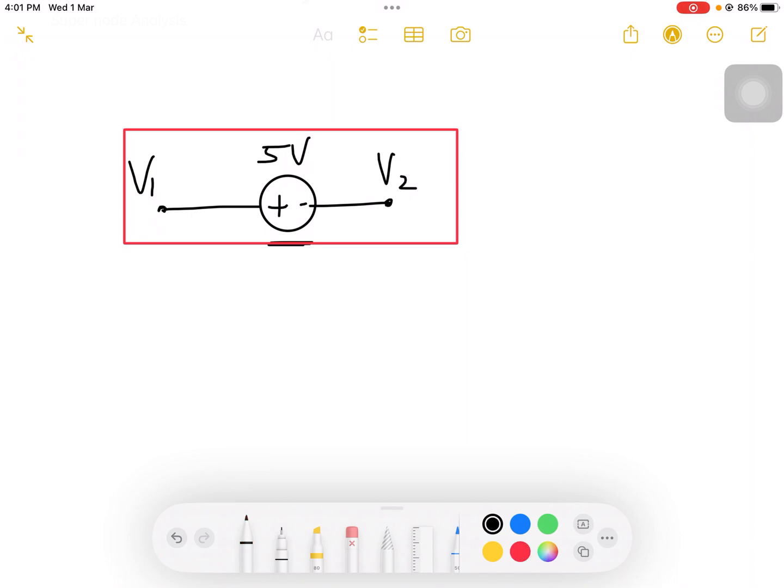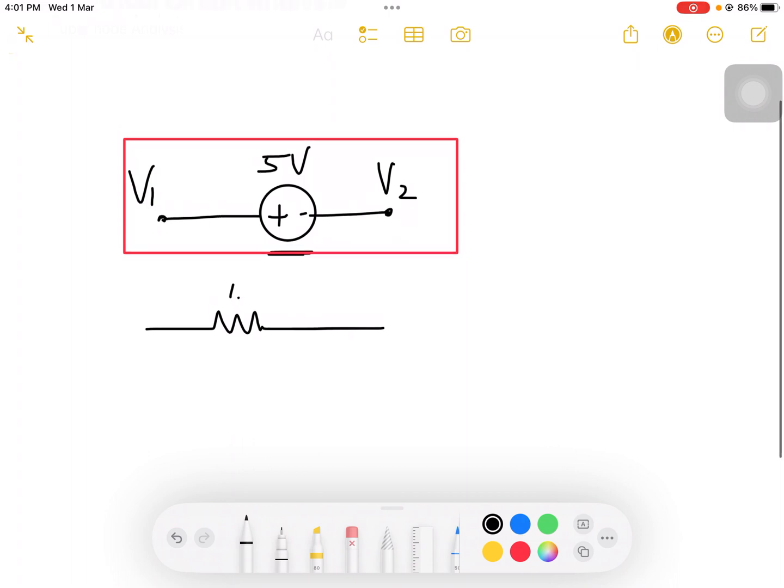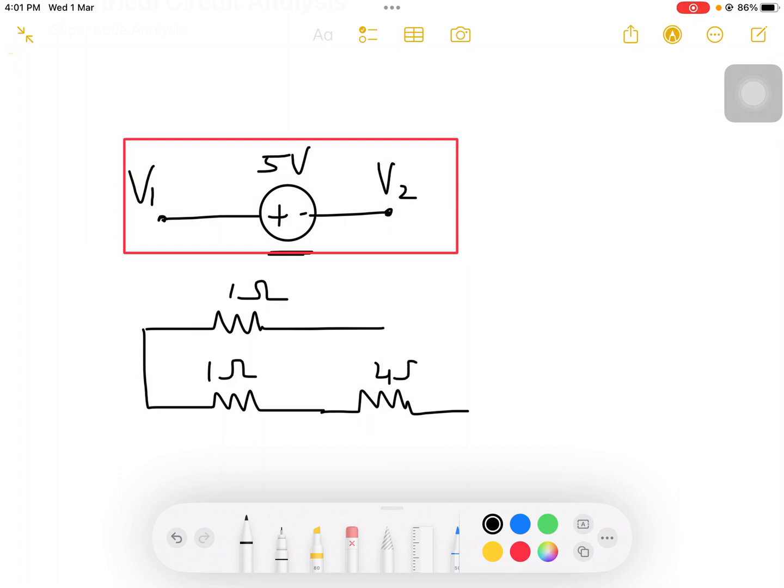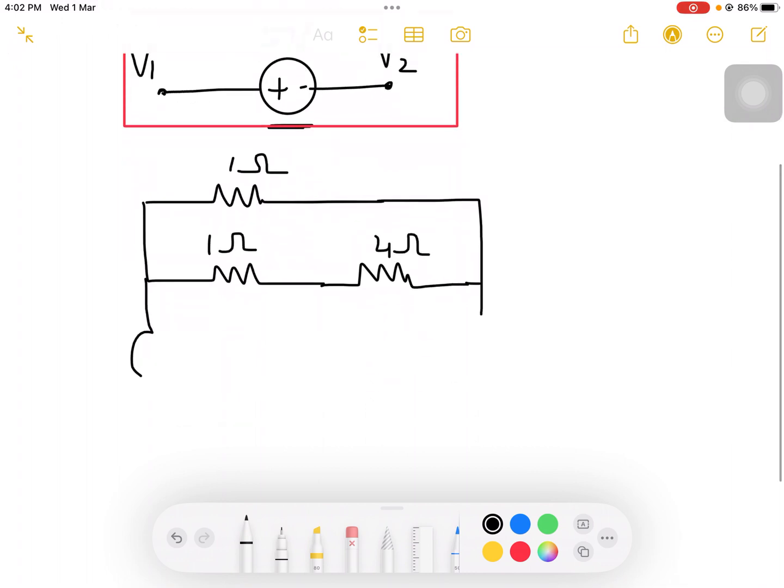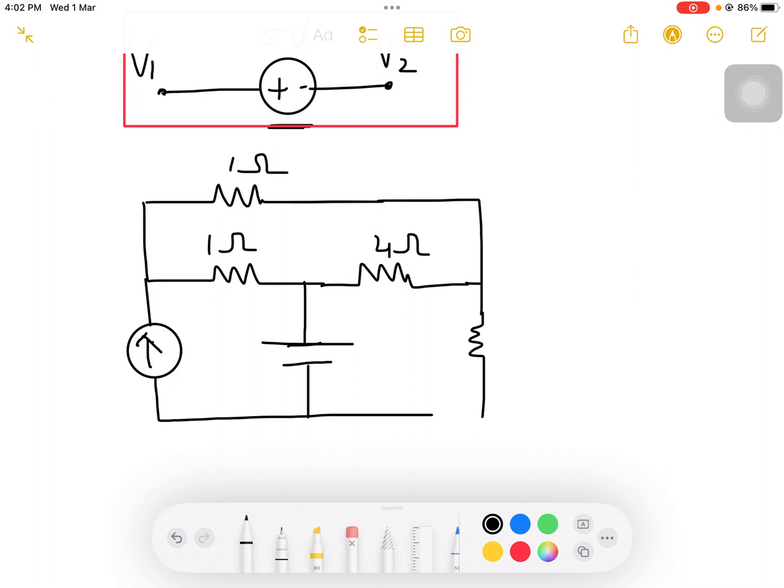Let's take a circuit. So let me take a 1 ohm resistor, and this is one more 1 ohm resistor, a 4 ohm resistor, and I have a current source and a voltage source here, and a 4 ohm resistor here. This current source is 2 amps and this is 8 volts.